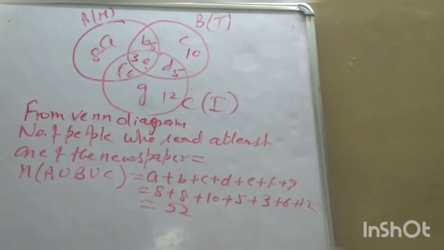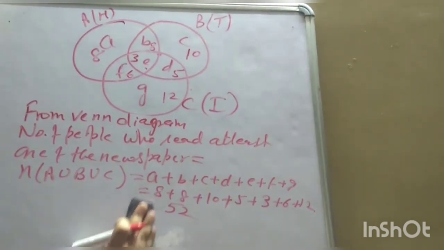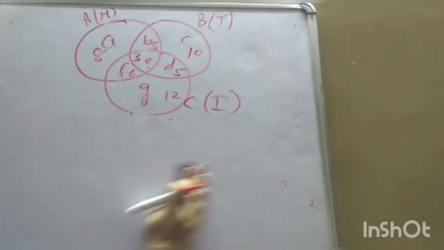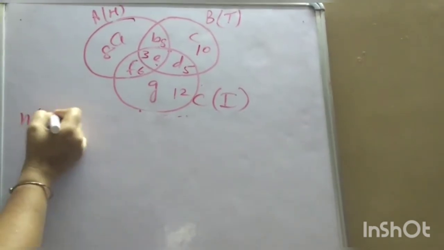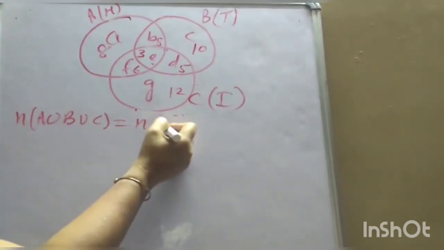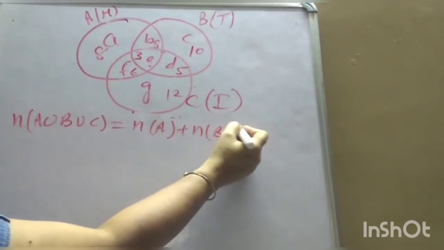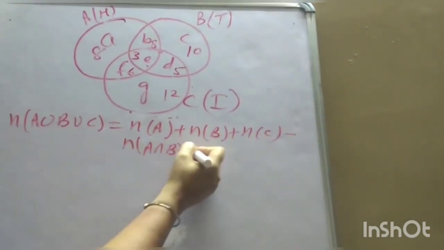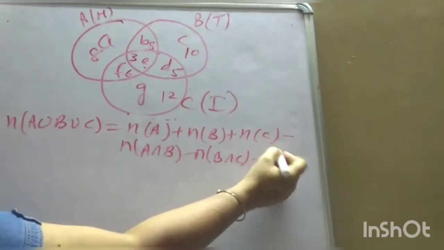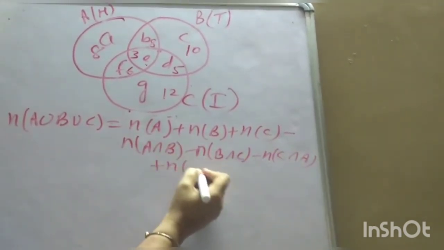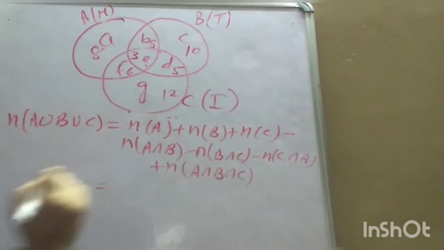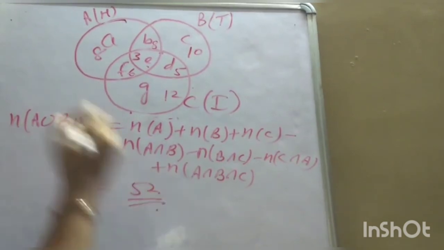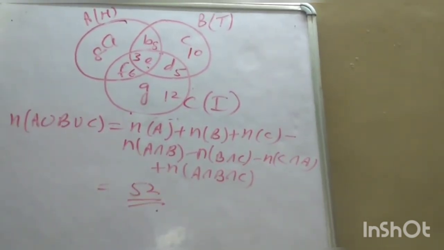We can also find the number of elements in A union B union C by the formula. Number of elements in A union B union C is equal to number of elements in A, B, C minus number of elements in A intersection B, B intersection C, C intersection A plus number of elements in A intersection B intersection C. Put all the values which are given in the question, we will get the same result, that is 52.